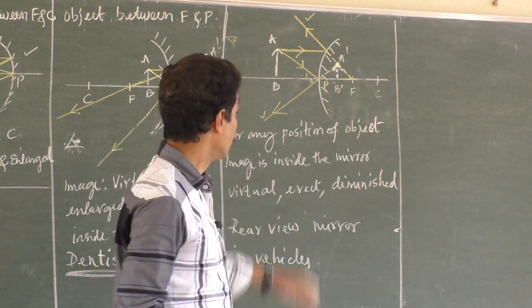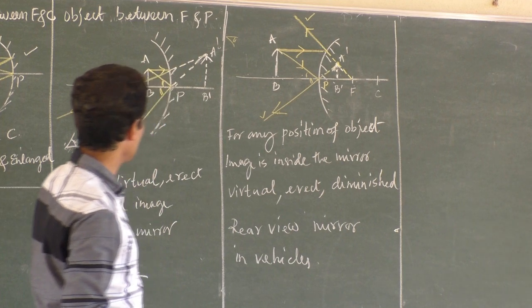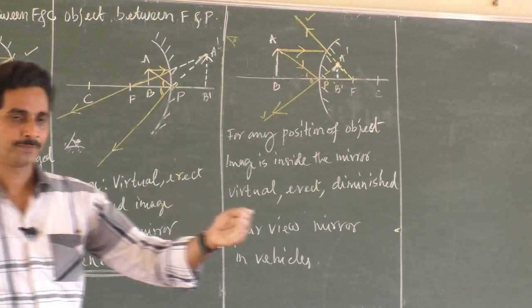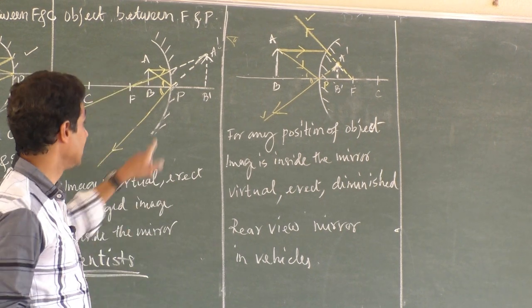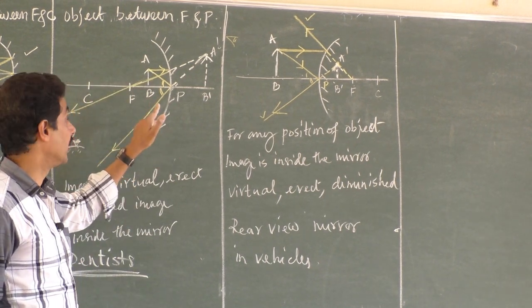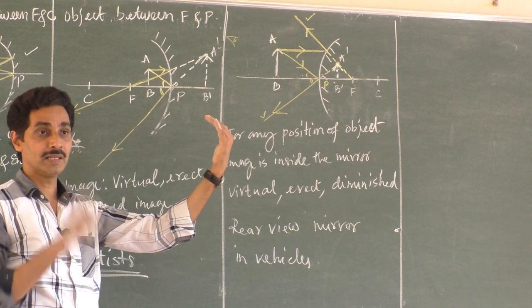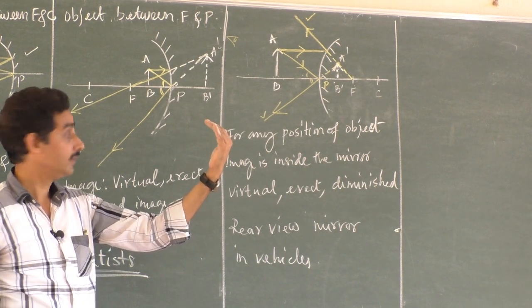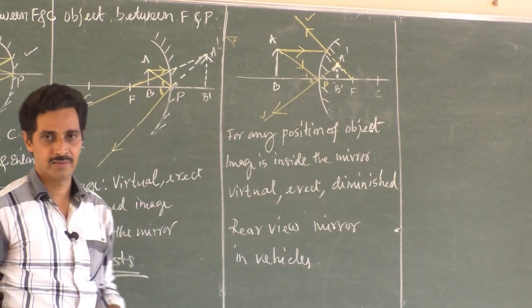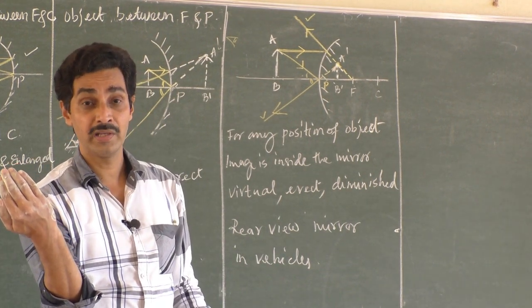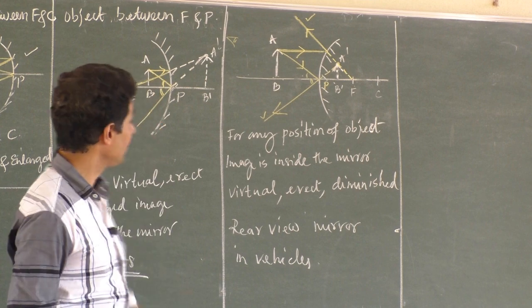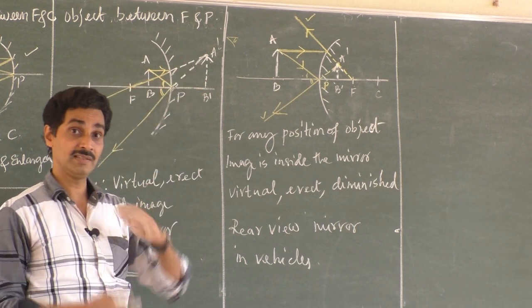And sir, why can't we use a concave mirror as a rear view mirror? Why can't you use a concave mirror as a rear view mirror? The problem is, in a concave mirror, the image is formed inside the mirror only when the object comes within the focus. If the driver is using a concave mirror as a rear view mirror, ask him why he is using it. Because I can see an enlarged image of the object. I can see it very clearly.